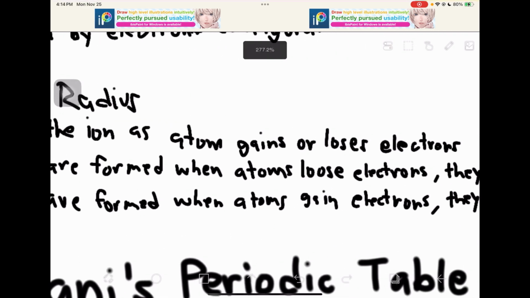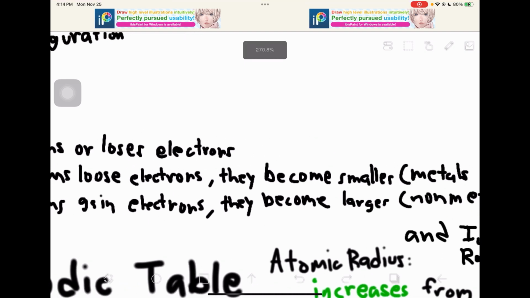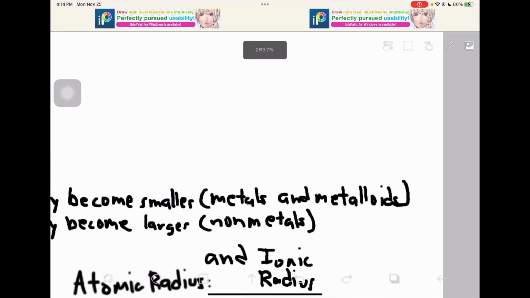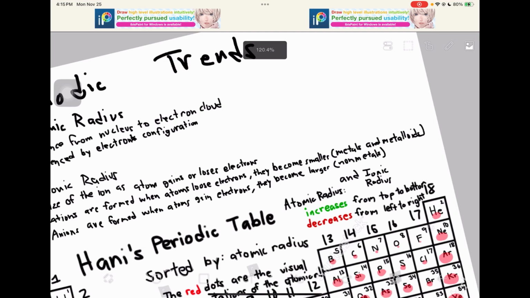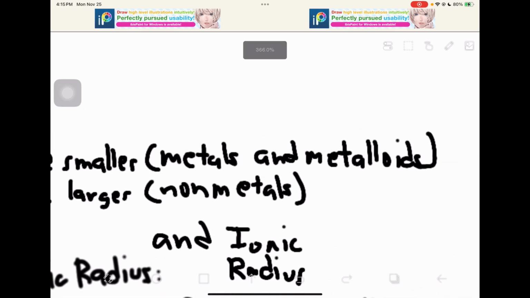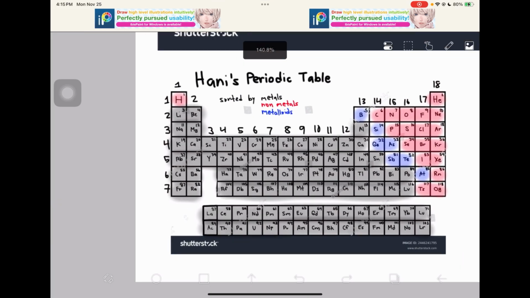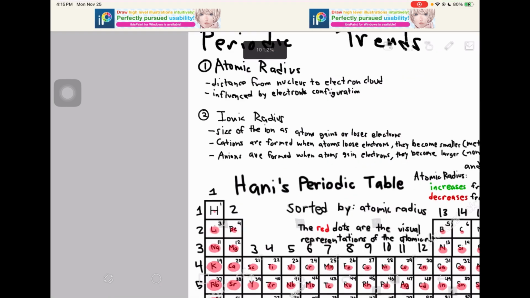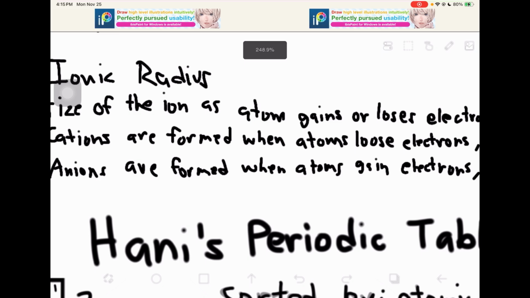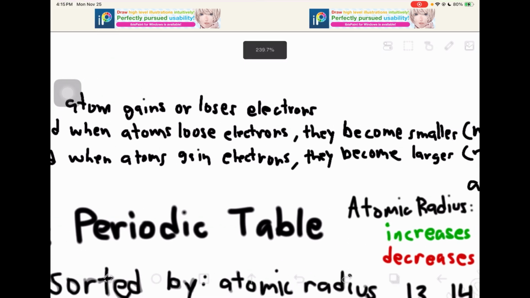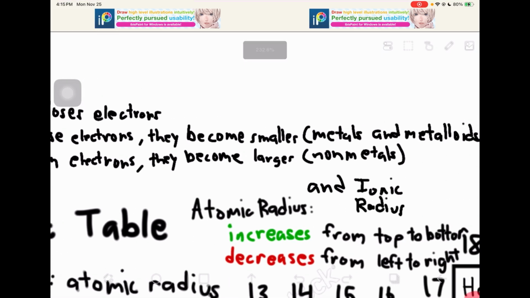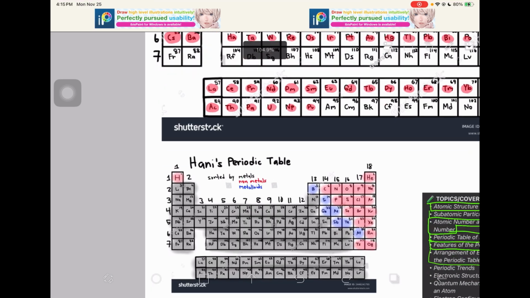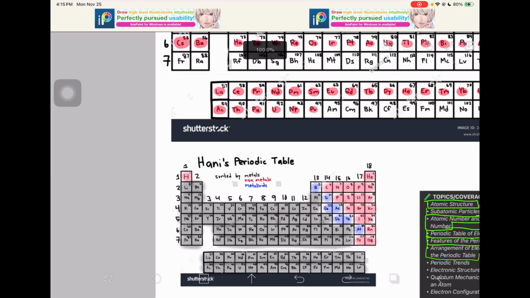These are formed when atoms lose electrons and these become smaller. But these are only for metals and metalloids. These are formed from metals and metalloids. So there you go. So gray and blue are your metals and metalloids. Meanwhile, anions are formed when atoms gain electrons and they become larger. These are only for the nonmetals, which are highlighted by red here.